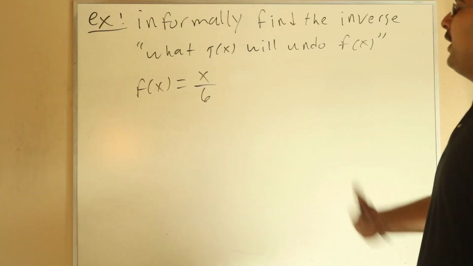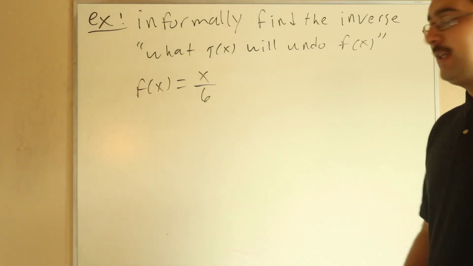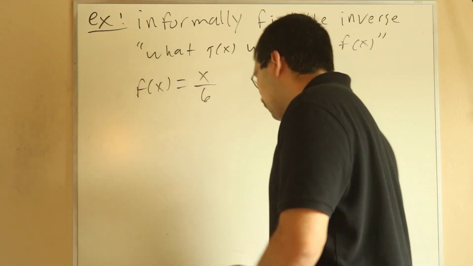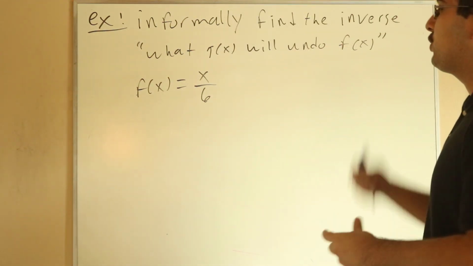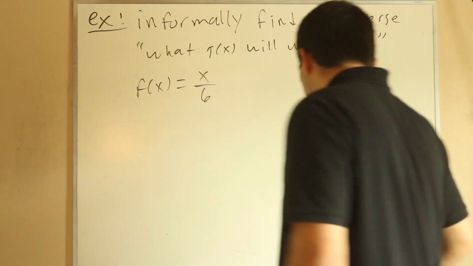Alright, so we have f of x equals x divided by 6. So let's write that in words, right? We're still doing this informally, so let's describe in words what this function is doing.